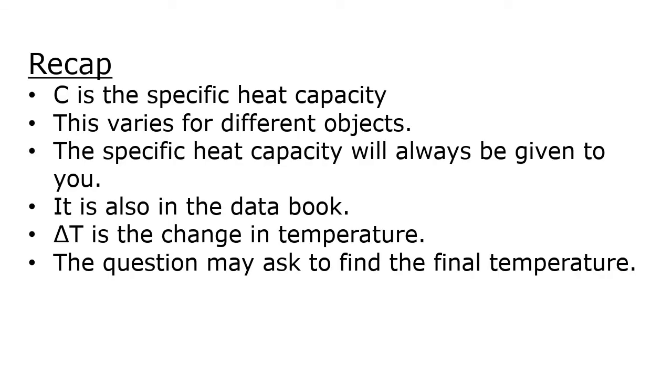So just to recap at the end here, your C value, specific heat capacity, hopefully that's the last time I'm going to have to say that. It varies for different objects. Most likely you'll be given water, but if it's oil, you'll be given the C value for that. And it'll always be given to you, as I've just mentioned. It's also in the data book. Your triangle T is your change in temperature, hence the reason I made the T capital and not lowercase, in case you get confused with time. And in the question at the end, if you're looking to find a temperature, they might ask you for the final temperature and not the change in temperature. So you just have to be aware that that is the case, okay?